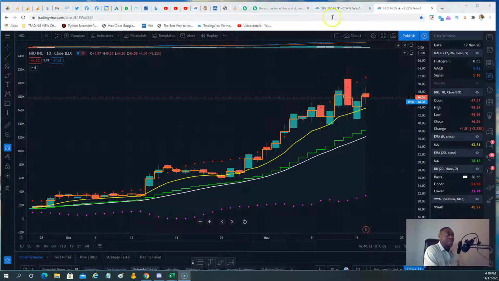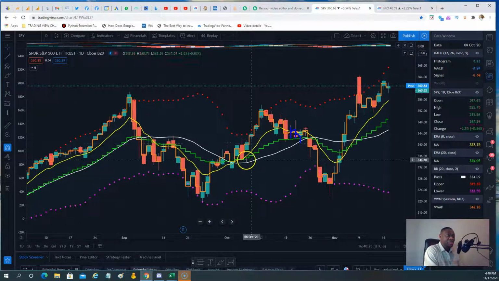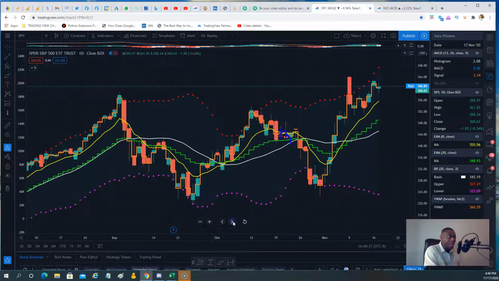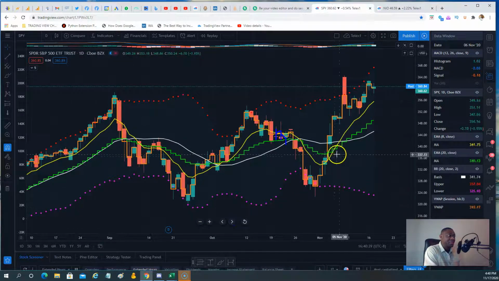All right. Let's actually start with SPY. So SPY today, this is the daily chart of SPY. The trend on SPY, if you notice on here, we have had a crossover between the EMA 8 and 20. The EMA 8 is in yellow as usual here in this chart on TradingView.